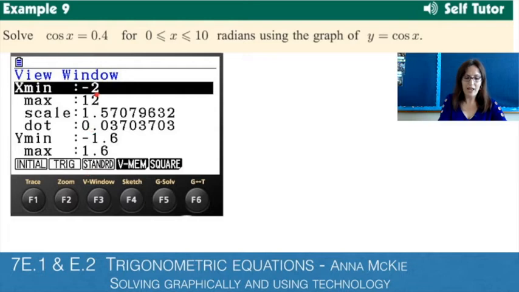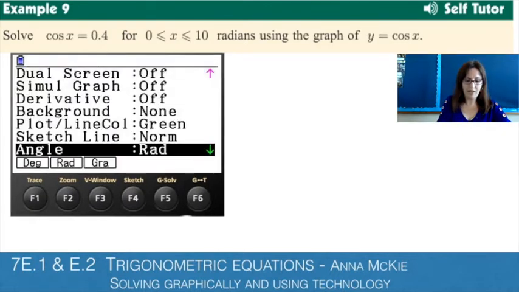So start with that. However, your x min and max won't be this one. I'd like you to change it to -2 to 12. Think, why might I have done that? So look at your domain. You would definitely do 0 to 10, but it's always nice to have a little bit either side, 1 or 2, so that you can see what's happening right on the edge.